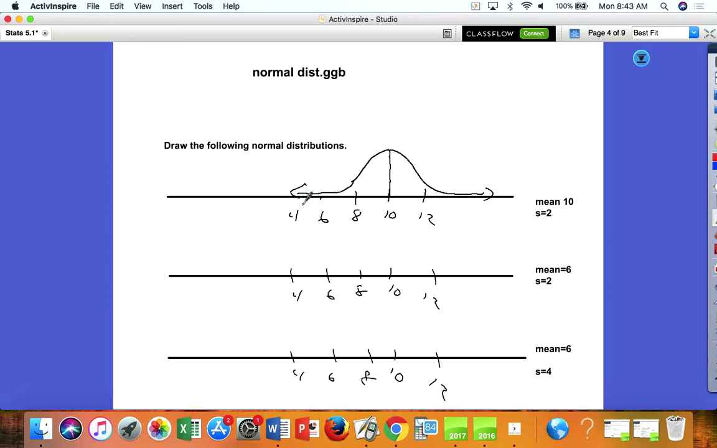Now, the next one, I wanted to have a different mean but the same standard deviation. So I'm going to try to make this height about the same here at 6. So I'm going to try to make the same graph centered around 6 as this was around 10. I'm going to try. So now, like we said before, the inflection points are at 4 and 8 instead of 8 and 12. So it's not perfect, but it's close. I'm trying to make them the same shape. Just slid to the left.